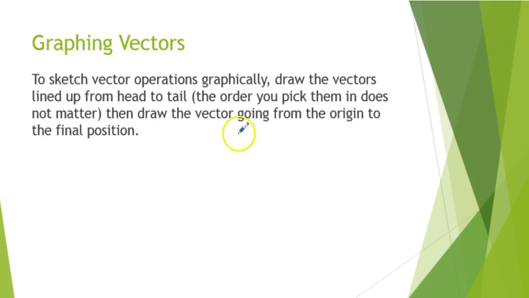And then once you finish all the different paths, all the different pieces, you're going to draw a vector going from the very beginning position to the very ending position. And that line will be your vector operation. That will show your final answer.